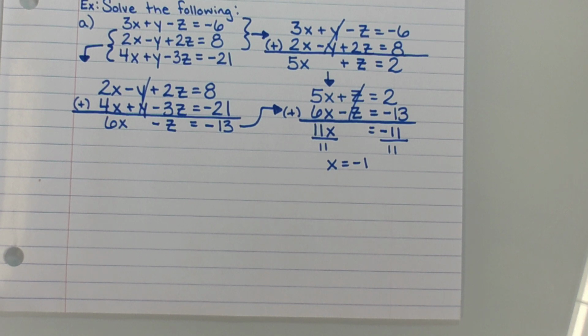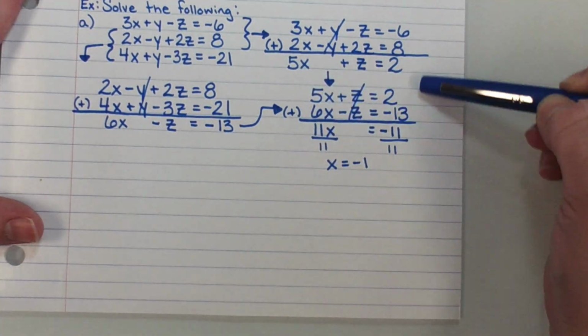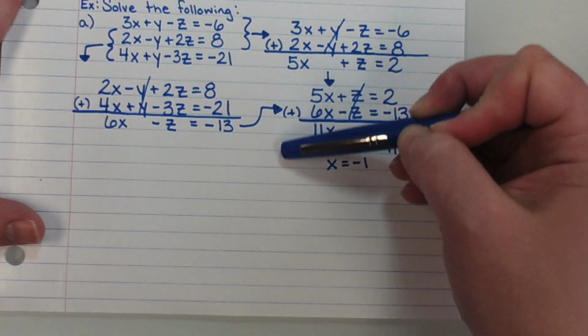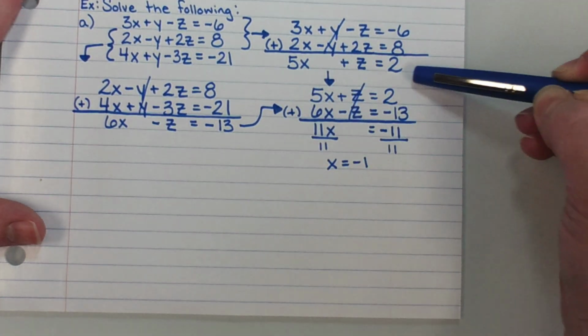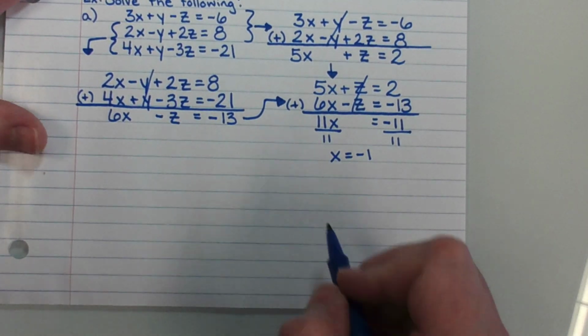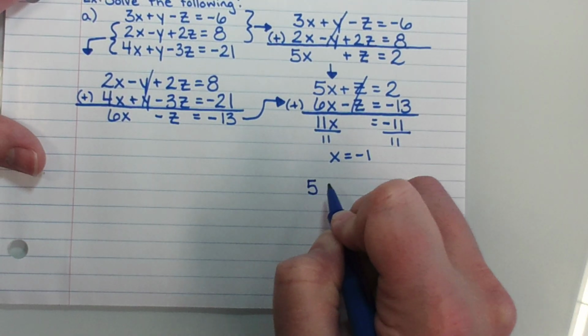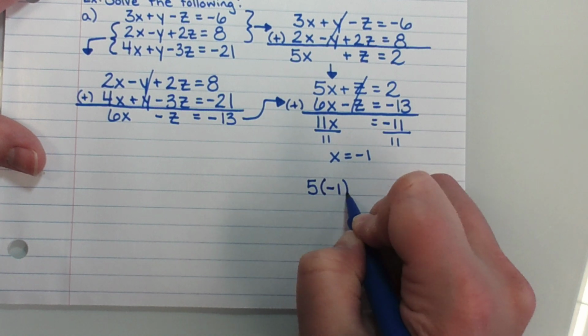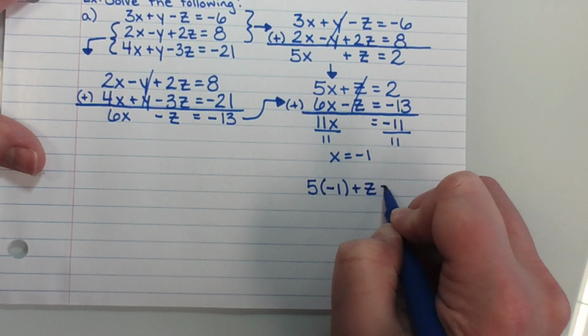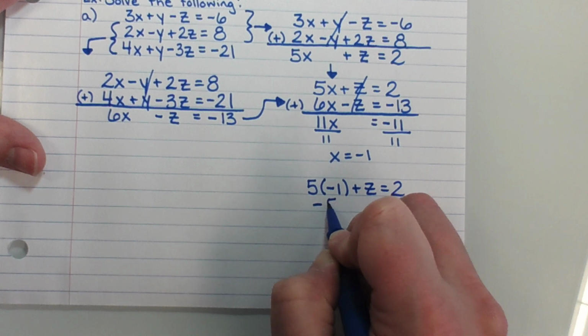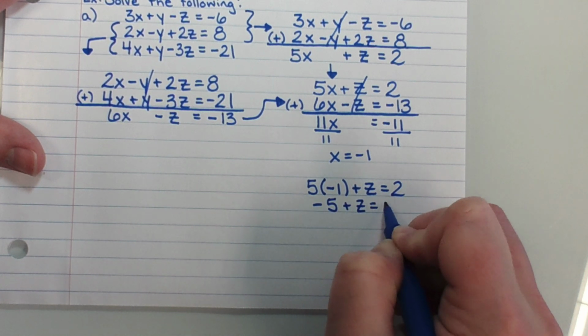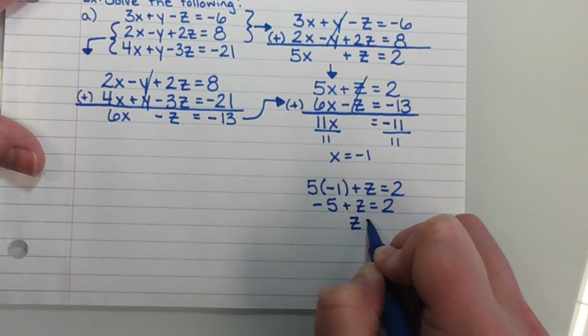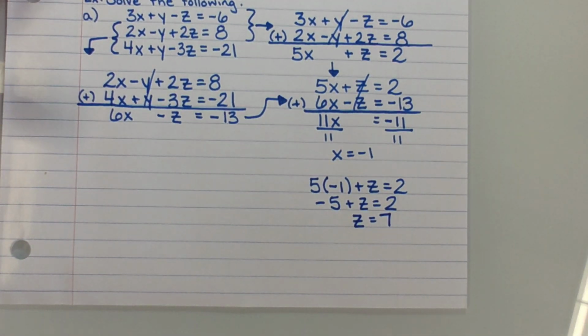I have x, I need y, I need z. To solve for the second variable, continue to work with your 2 variable equations. It's going to save you some headaches. Doesn't matter which one you work with, make a choice. I'm going to choose the first one. X is negative 1, plus z equal to 2. Negative 5 plus z equals 2. Z is equal to 7.